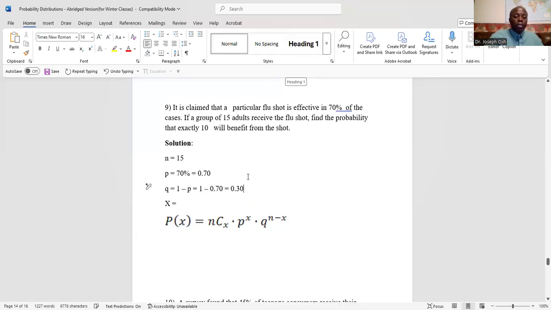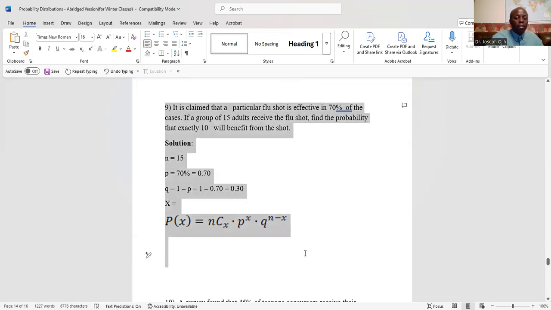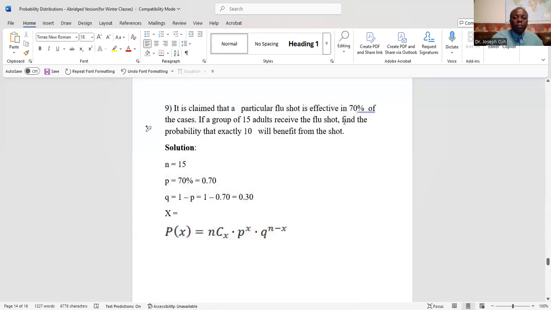So now, see, we have all of them. We have N as 15, P as 0.7, Q as 0.3. Then the question was, maybe I should make it a little bit bigger. Make it 18. So the question is, find the probability that exactly 10 will benefit from the shot. Okay? That means that X is 10.